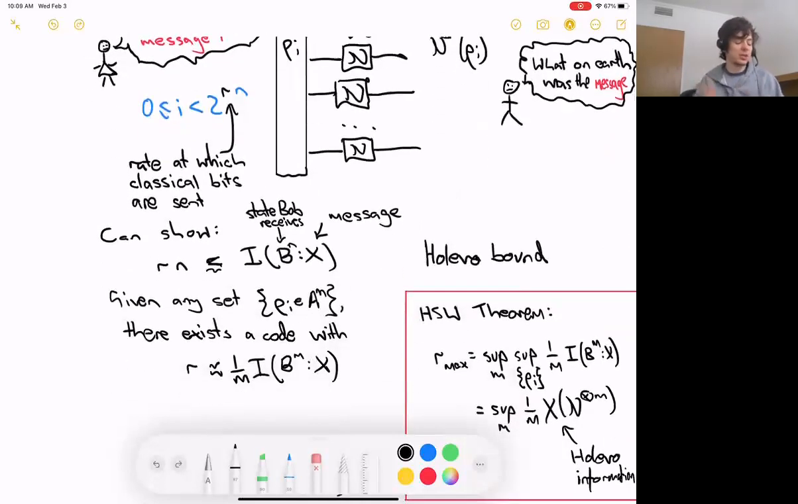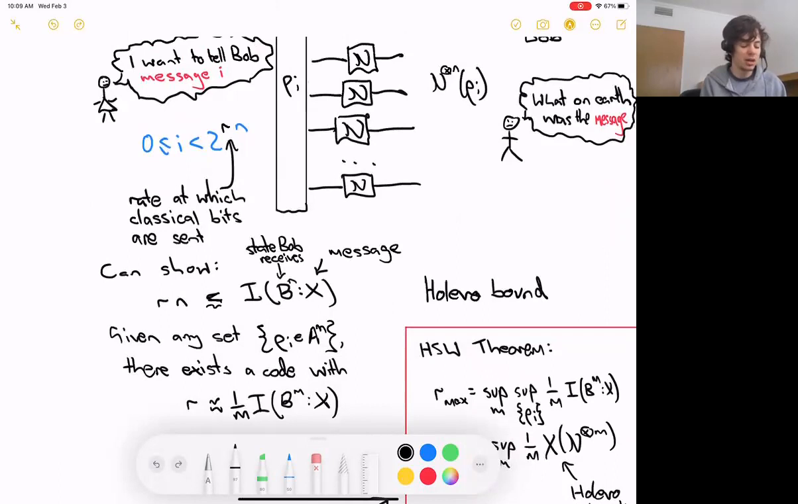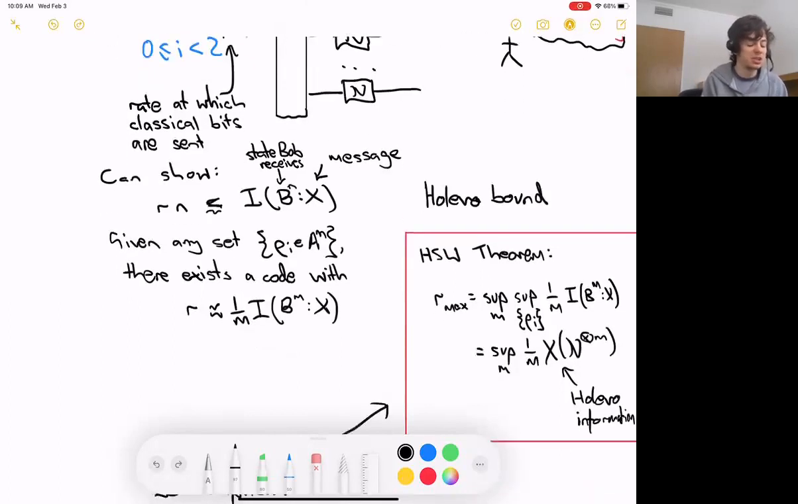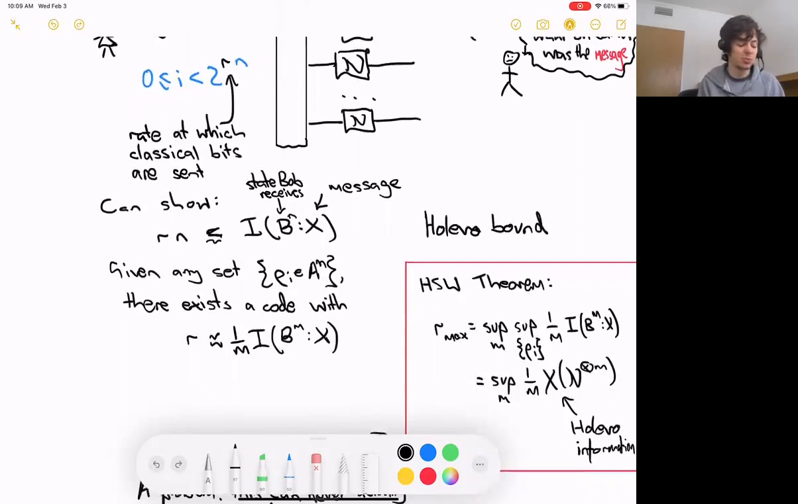And in fact, there's sort of a converse statement as well, which is that if we have any set of code words rho I, any set of states rho I, then we can find a code that, in the limit where the number of channel uses goes to infinity, roughly achieves the rate. So if these code words involve m inputs, then it can roughly achieve the rate 1 over m times this mutual information between the state Bob receives and x.